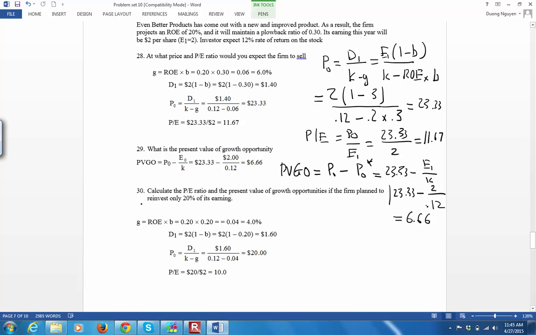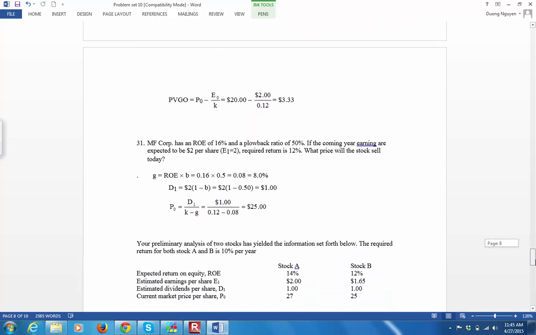Question 30 is similar to question number 28 and number 29, except now plowback is not 30% anymore, plowback is 20%. So you recalculate everything. Everything is the same except the plowback is not 30%, it is 20%. Alright, 31 is exactly the same.